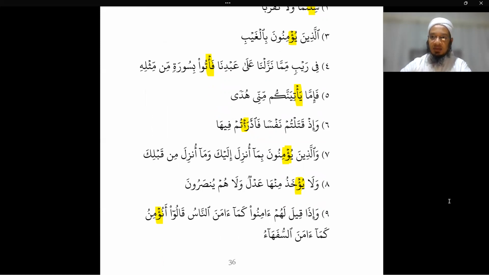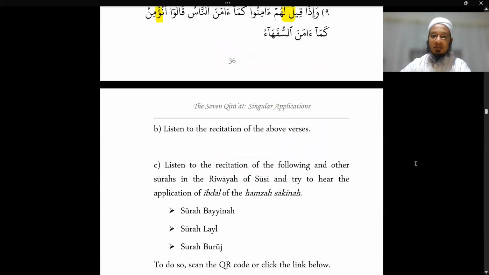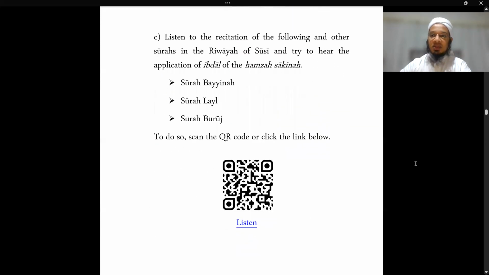So besides the ibdal of the hamza, which was the lesson for today, if you also take note, there is the idgham kabir that we did in the lesson before. So if you hear the ibdal of the hamza, and if you add the idgham kabir, that's another way of identifying that the recitation was in the riwayah of Susi. You can now make use of the website to listen to these surahs and listen out for the ibdal of the hamza sakina. That will be an indication that it is the riwayah of Susi, if the restriction is in place that it is from the saba'a.